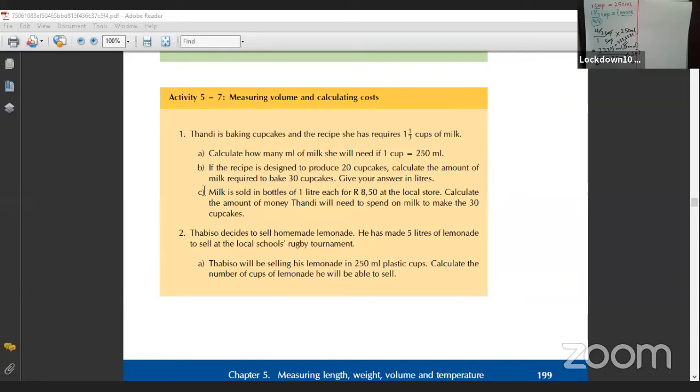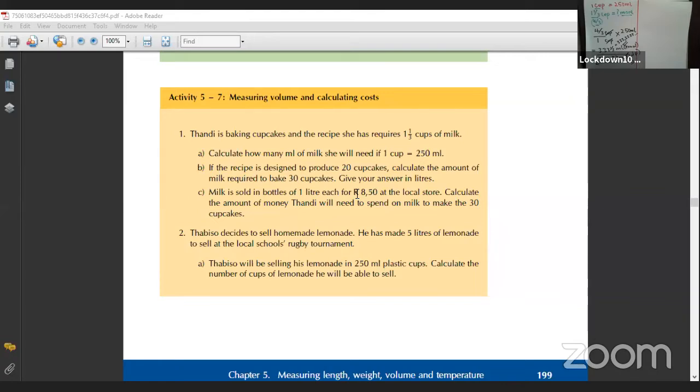Part B is saying, if the recipe is designed to produce 20 cupcakes, calculate the amount of milk required to bake 30 cupcakes. Give your answer in liters. Okay. If the recipe is designed to produce 20 cupcakes, calculate the amount of milk required to bake 30 cupcakes.